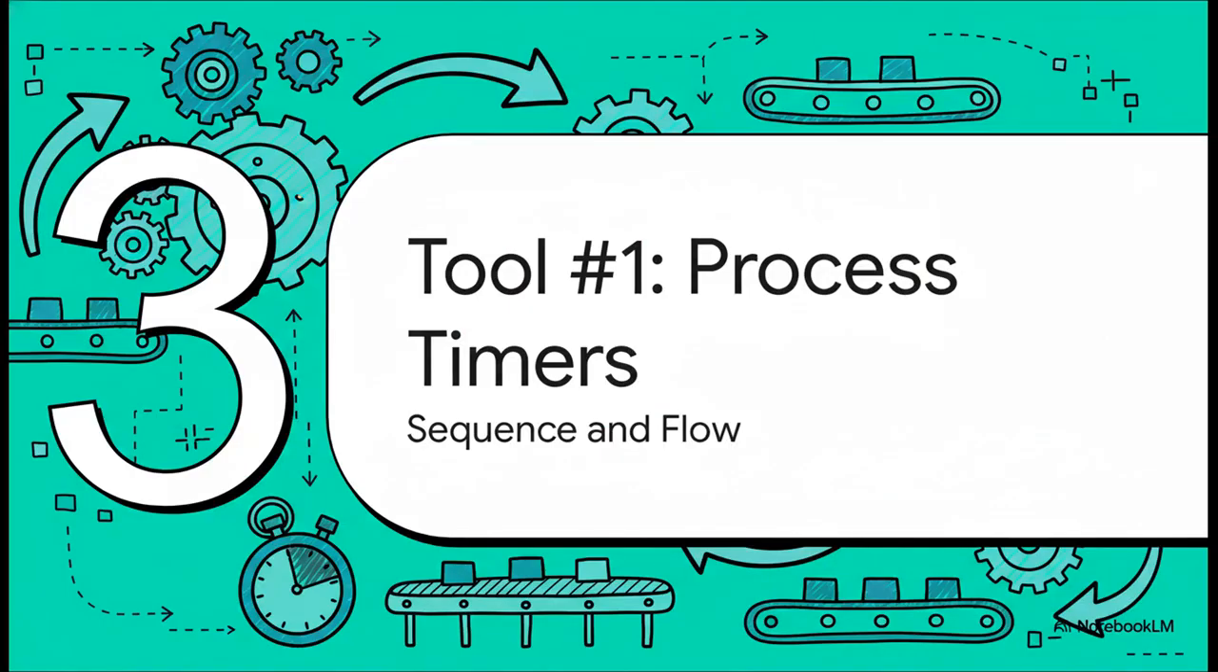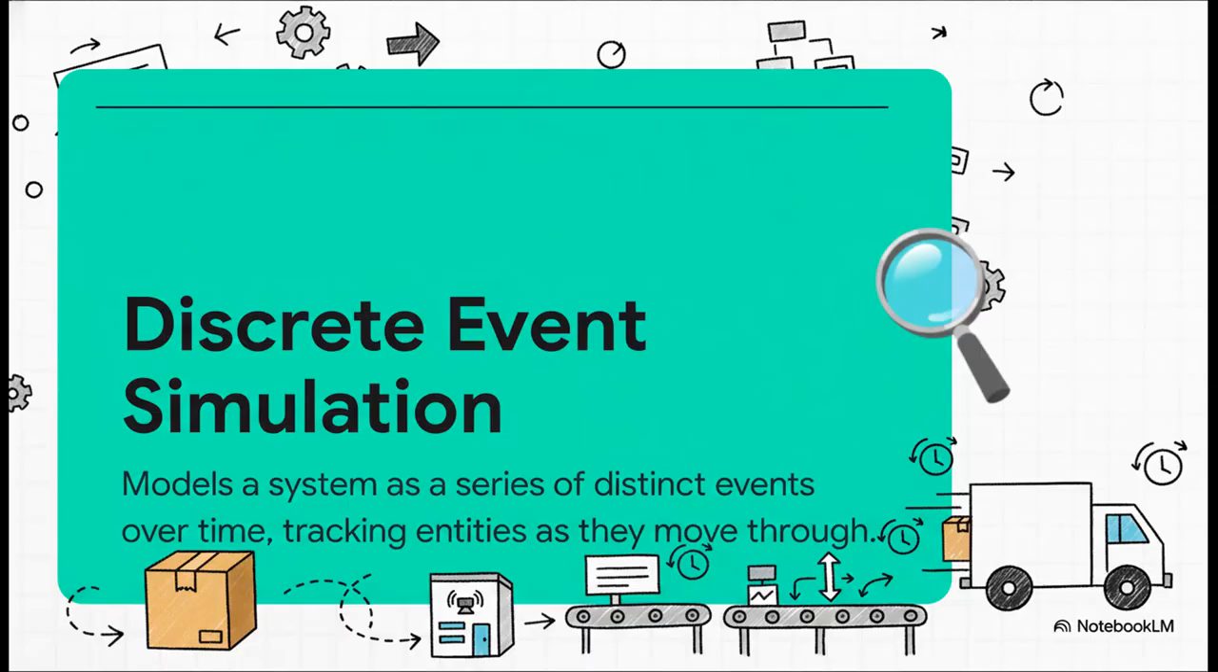These are the process timers. They're probably the most fundamental and widely used tools in the entire kit, and they are laser-focused on sequence, timing, and flow. The fancy term for this is Discrete Event Simulation, or DES. The best way to think about it is to imagine you're tracking a single package moving through a giant warehouse. DES models its journey as a series of distinct steps, or events. Arrives at the dock, gets scanned, moves to a conveyor, gets sorted, loaded onto a truck. It's all about what happens at each of those points, and crucially, the time between them.